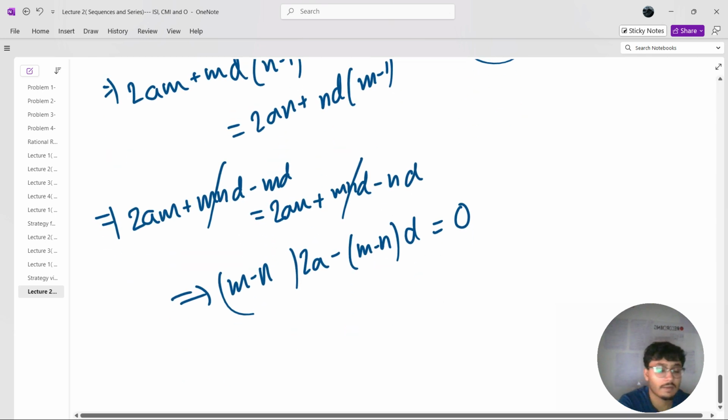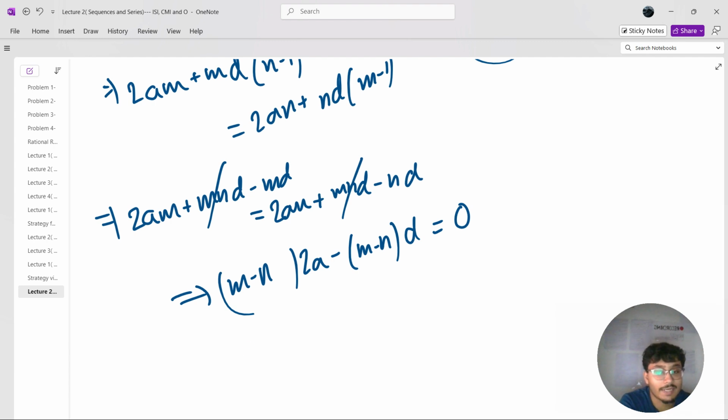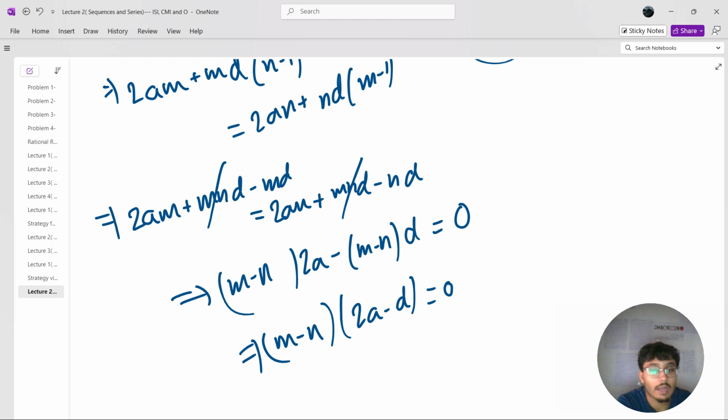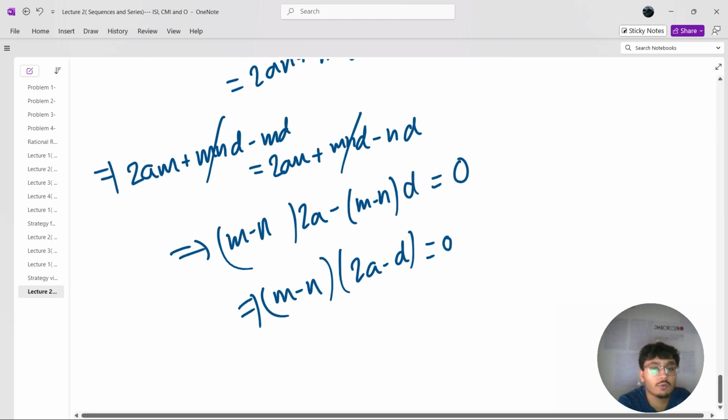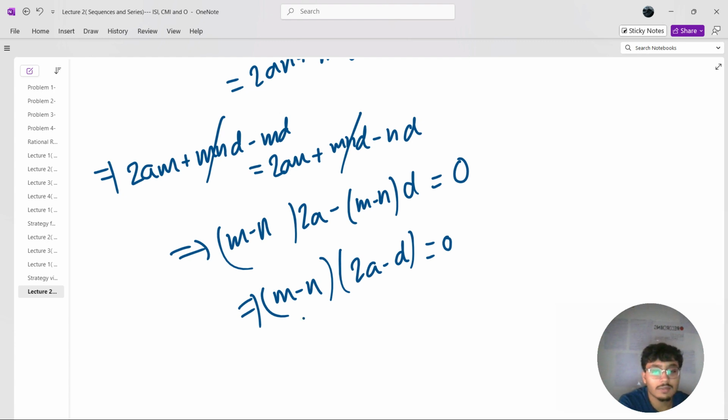I have just jumped one step. I have taken 2a and d to be common, so here my m minus n is going to be common. So (m minus n) into (2a minus d) is 0. Now from here, since the product of two terms is 0, either one must be 0. If m minus n is 0, then m is equal to n, but we are given in the question that m is not equal to n, so this cannot be 0. Hence 2a minus d is equal to 0. That means 2a is d.